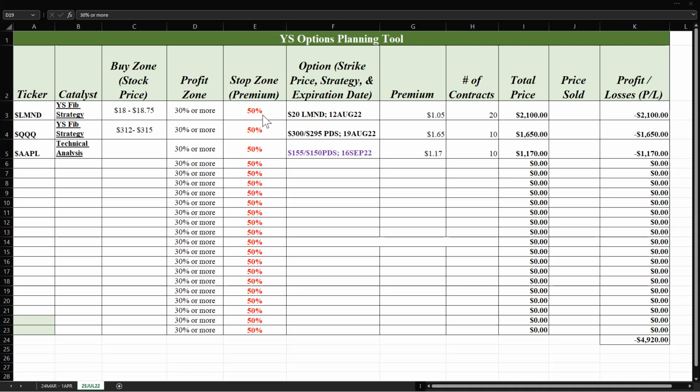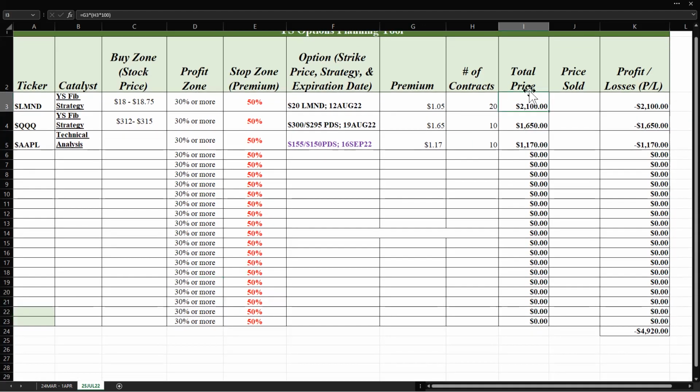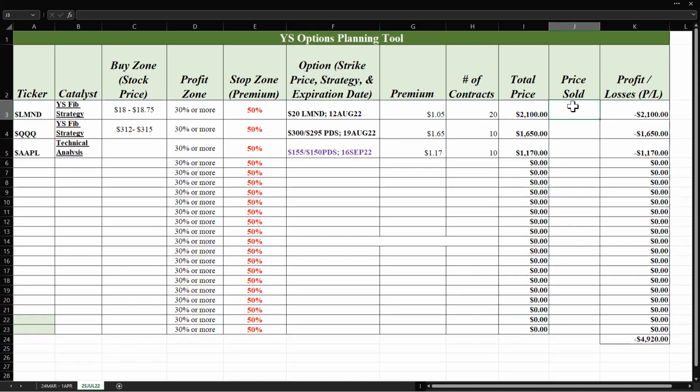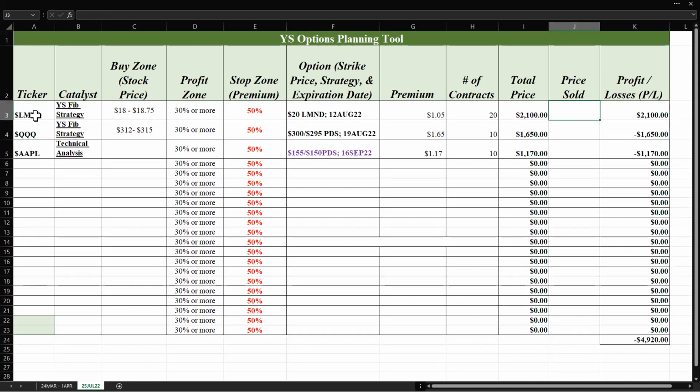What strategy am I going to use, right? Am I going to use calls, puts, put debit spreads, put credit spreads, and so on and so forth? And how much am I paying for it, which is outlined here in the premium, number of contracts that I'm buying, and the price that I'm paying for those particular contracts, the price I sold them for, and lastly, how much money did I make for whatever I sold them for, right? Very simple little document again.